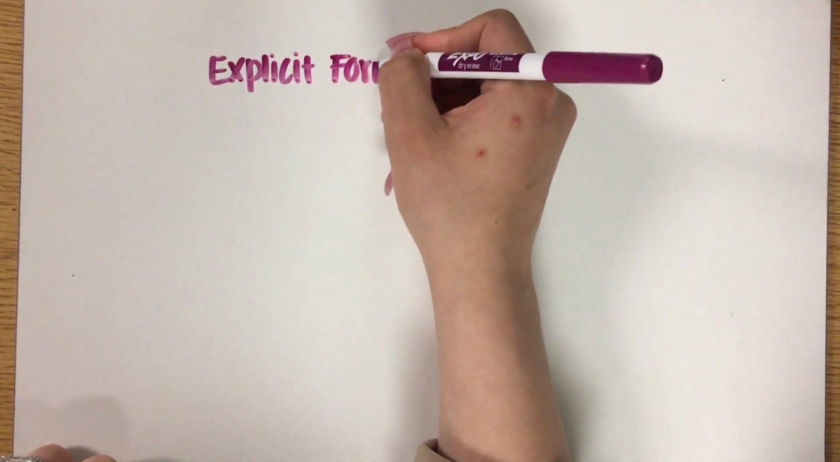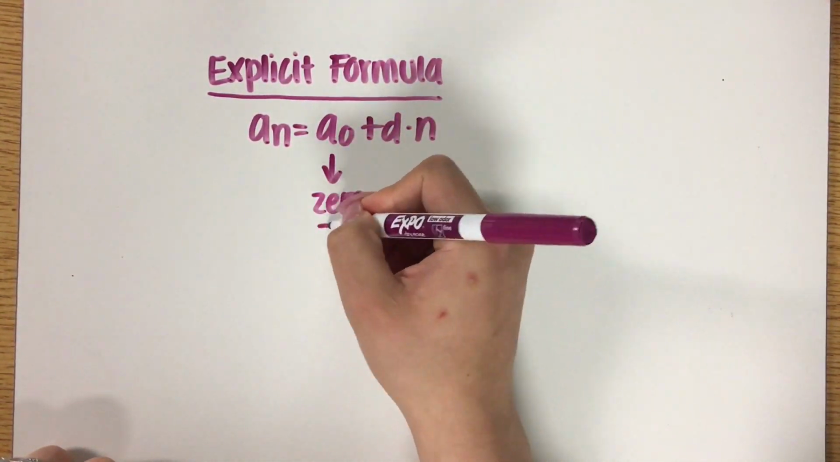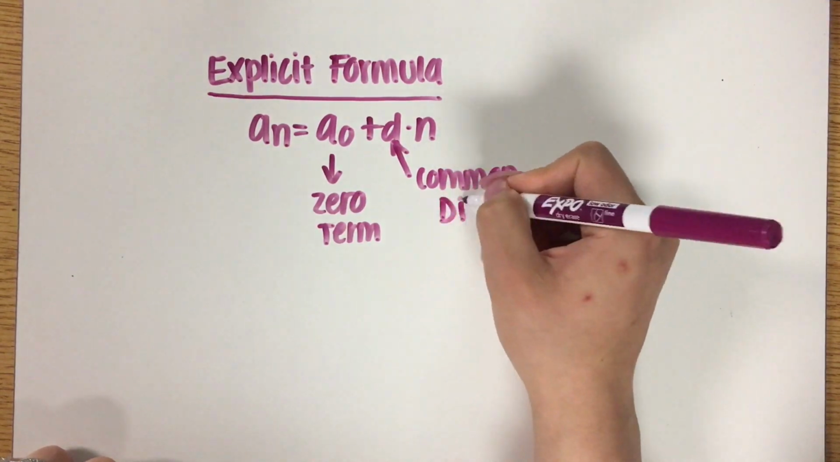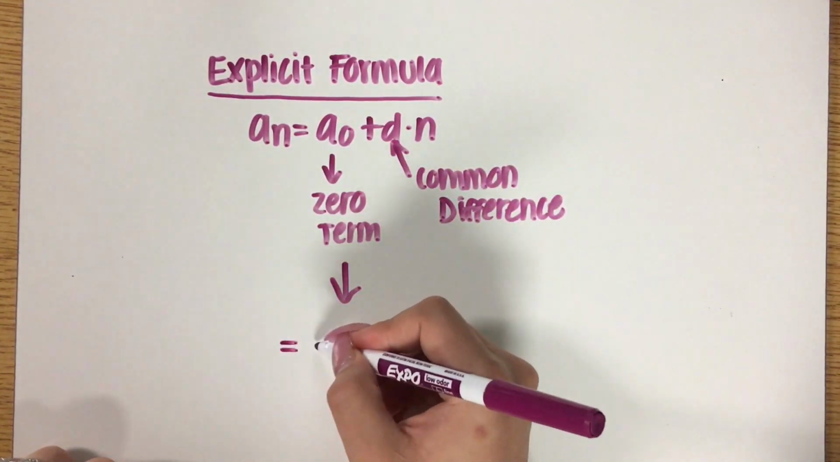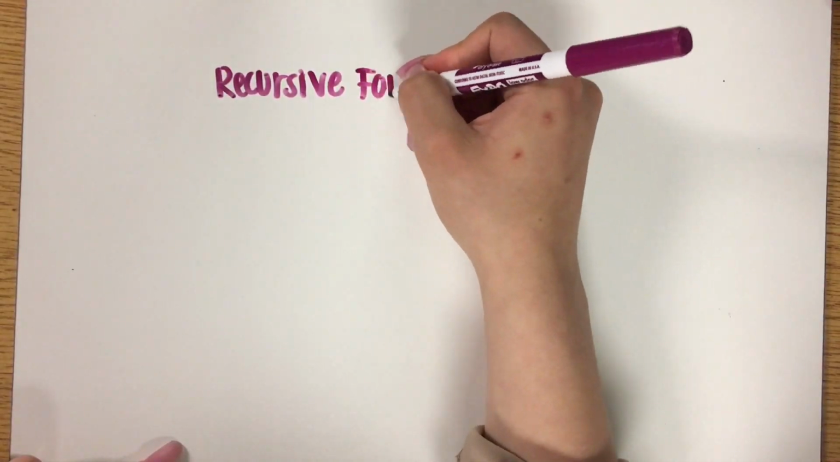Explicit formula. Plug in the common difference, D, and the zero term into the explicit formula. D is 8 because it is the common difference of your sequence, and A0 equals negative 23 because it is the zero term.